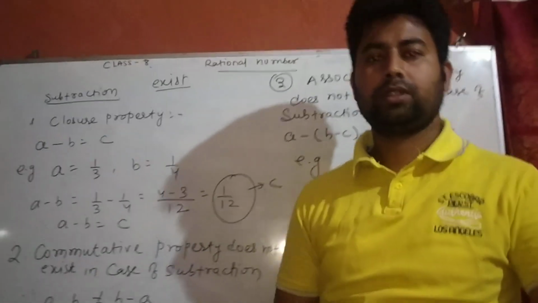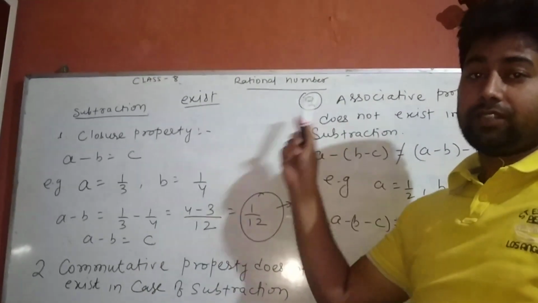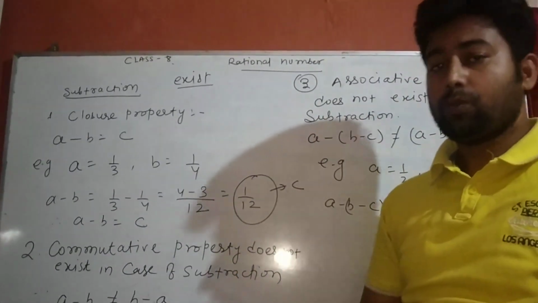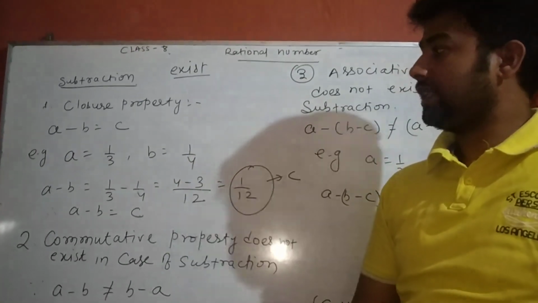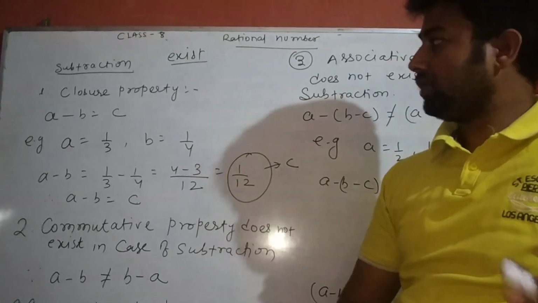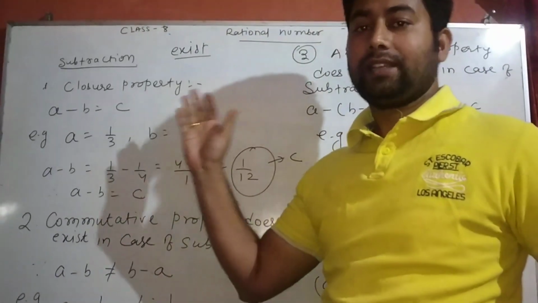Good evening, students. In class 8, the first chapter, rational numbers, we have seen up to the addition properties. Now we will move ahead and see the properties of subtraction. It is the same as what I have already taught in addition.